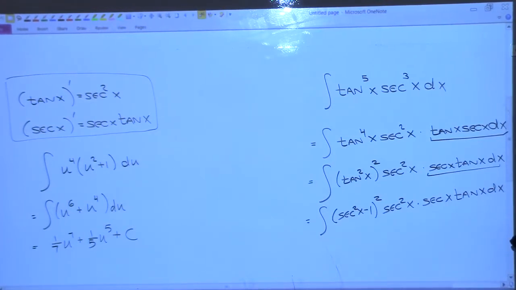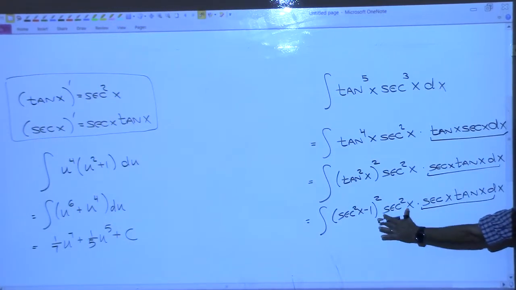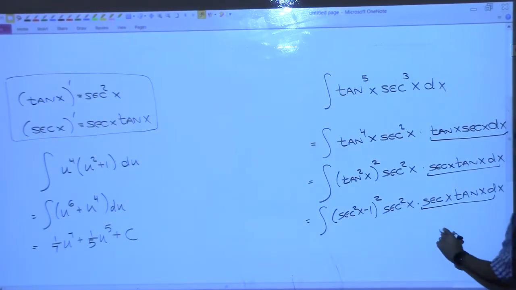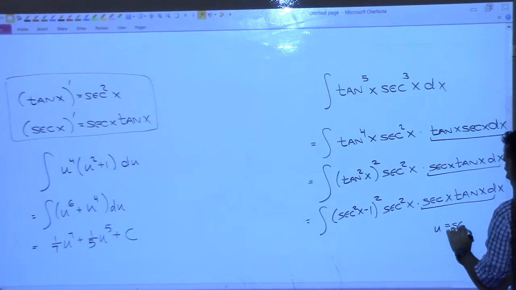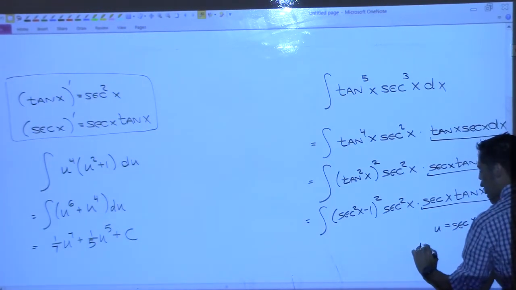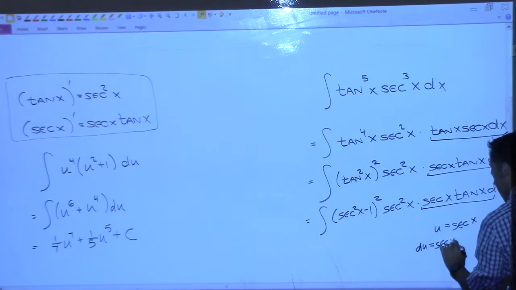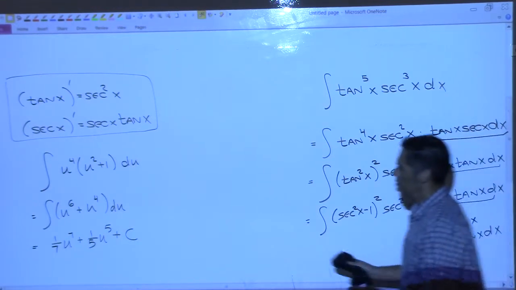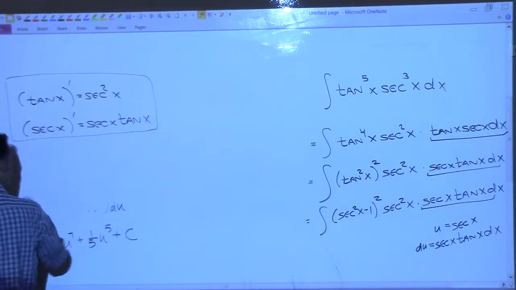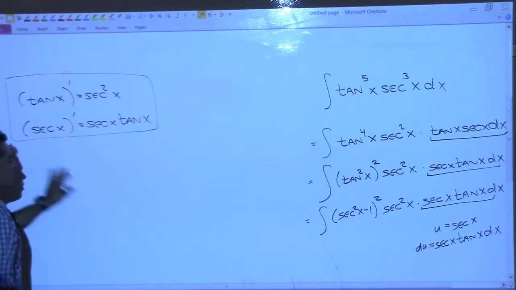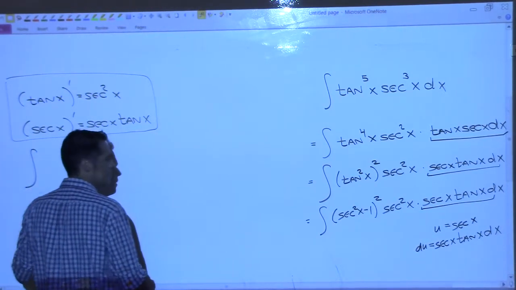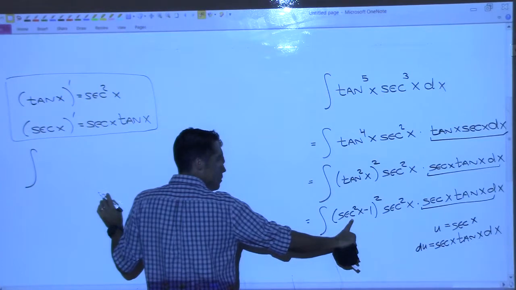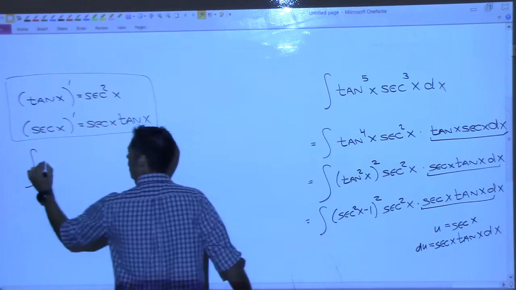Okay, so what are we doing here? At this point, this is the derivative of secant, and we've got everything written there in terms of secant. So I'm going to write u is secant x, and du is secant x tangent x dx. And now we just rewrite this, right? So what's our new integral this time? In terms of u, it is u squared minus 1, that quantity squared.